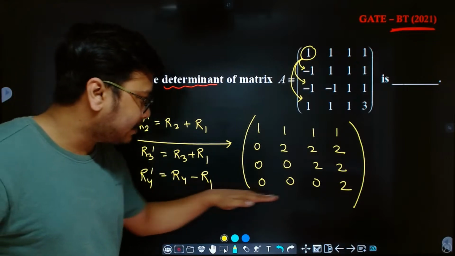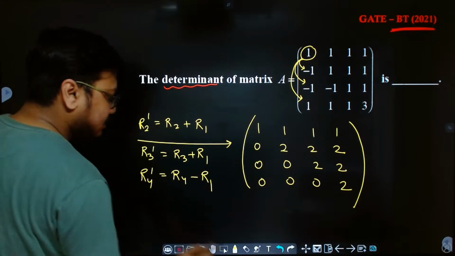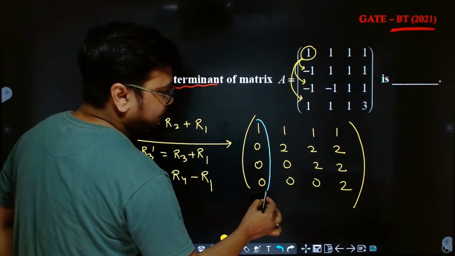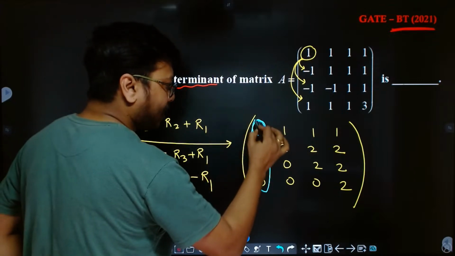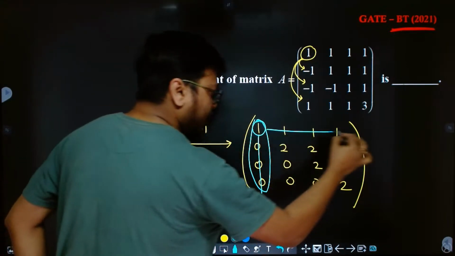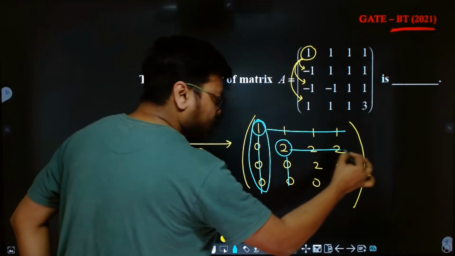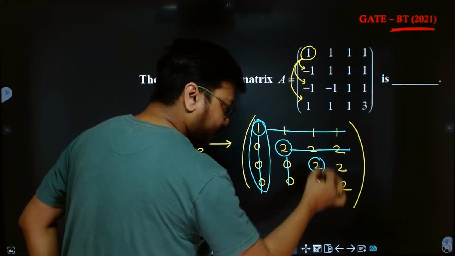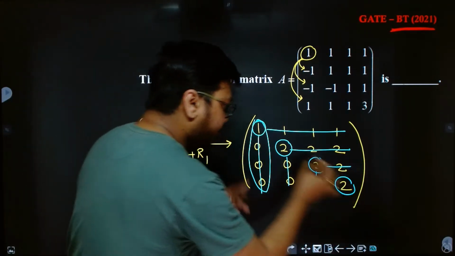Now again I will use the zeros to find the answer. So let's say if I expand along the first column, then I just have 1 and rest everything is 0. Then next I will expand along this 2. So basically I get something like this. Next, if I expand along this column, again I get 1 2. So all I am getting is product of diagonal.